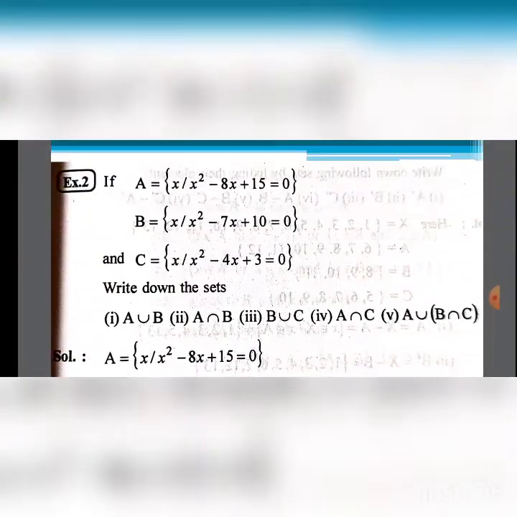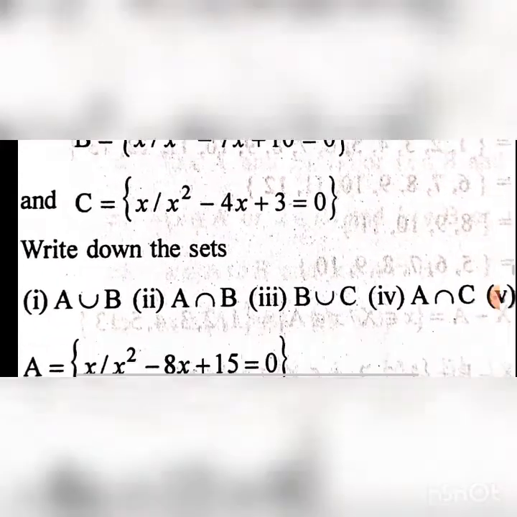So firstly we see what are the elements in A. So what are the elements in A? x such that x square minus 8x plus 15 equals to 0, means we have to solve x square minus 8x plus 15 equals to 0. So by quadratic equation we solve this x square minus 8x plus 15 equals to 0. So what are the factors we get here?